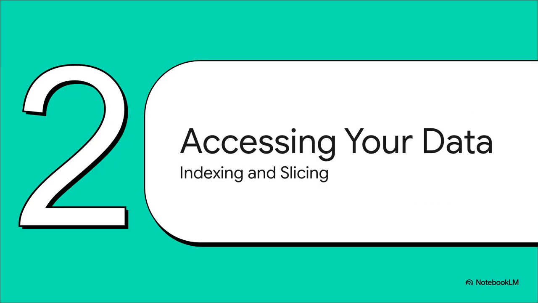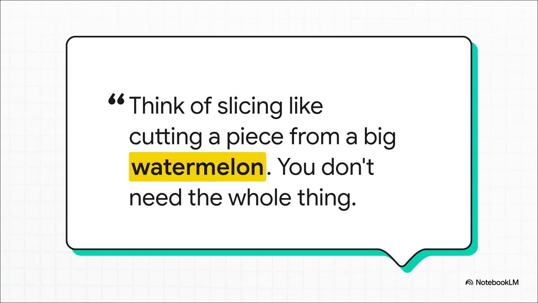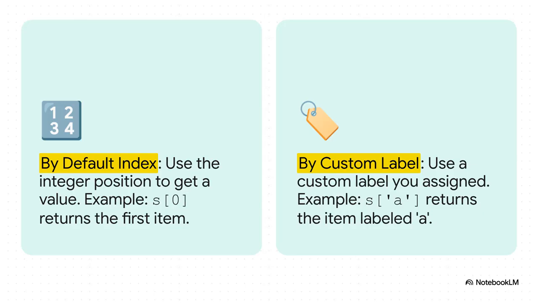Great! So we've got our data locked inside a series. Now what? How do we pull specific pieces back out? This next part is all about grabbing exactly what you need using indexing and slicing. I absolutely love this analogy. When you have a massive data set with millions of rows, you almost never need to see the whole thing at once. Slicing is just cutting out that one perfect piece you're interested in. It's way more efficient. And here's where that index we talked about really becomes your best friend.